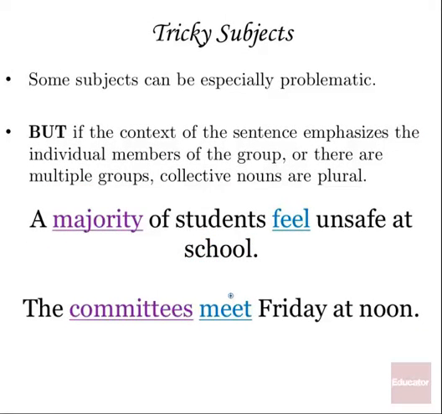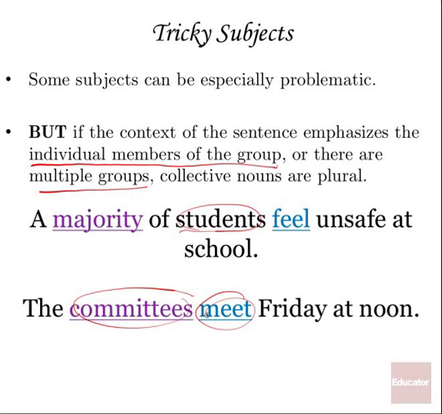Now, there's an exception to the exception. If the context of the sentence emphasizes the individual members of the group, or there are multiple groups, collective nouns are plural. So in this case, a majority of students, we're emphasizing the students, so a majority of students feel unsafe at school. We're talking about how many individual students feel this way, not about a majority of students as a group feels unsafe. The group itself does not have feelings, only individuals do. Or the committees, well, here we have a group of groups, well, they meet. You use the plural verb, meet Friday at noon.